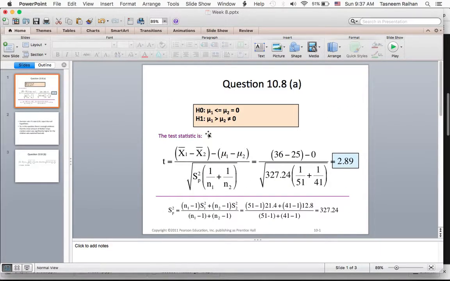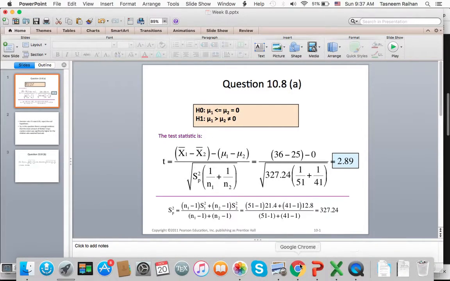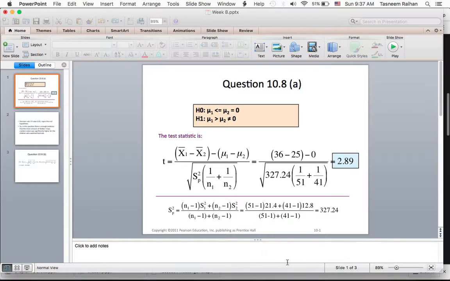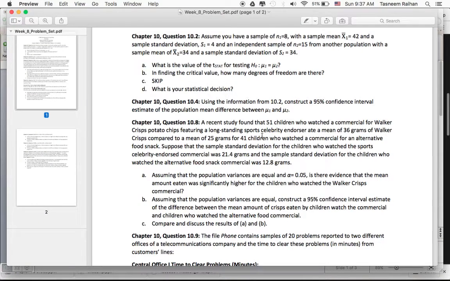So the alternative hypothesis is basically what the question says. The question says, is there evidence that the mean amount eaten was significantly higher for the children who watched the Walker Crisps commercial? So the mean of the first population is greater than the mean of the second population. That's what we have to show the evidence for, so that's going to be built into our alternative hypothesis.